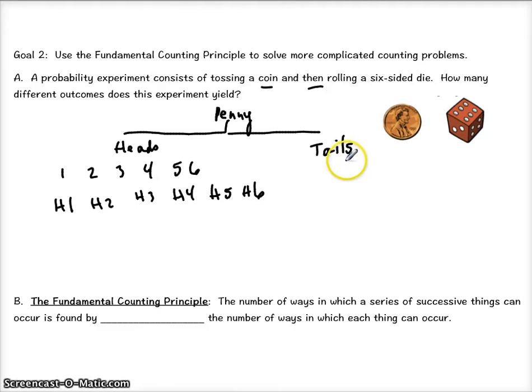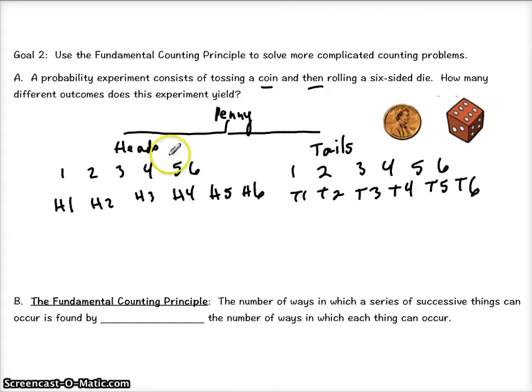If we flip a tail, we again could still roll a 1, 2, 3, 4, 5, or 6. So we could have as an outcome a tail and a 1, tail and 2, tail and 3, tail and 4, tail and 5, and tail and 6. So if we count those up, we have a total of 12 different possible outcomes.